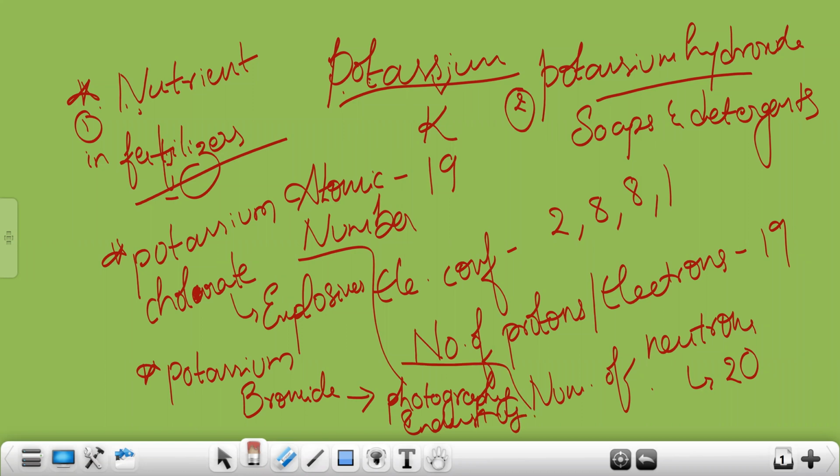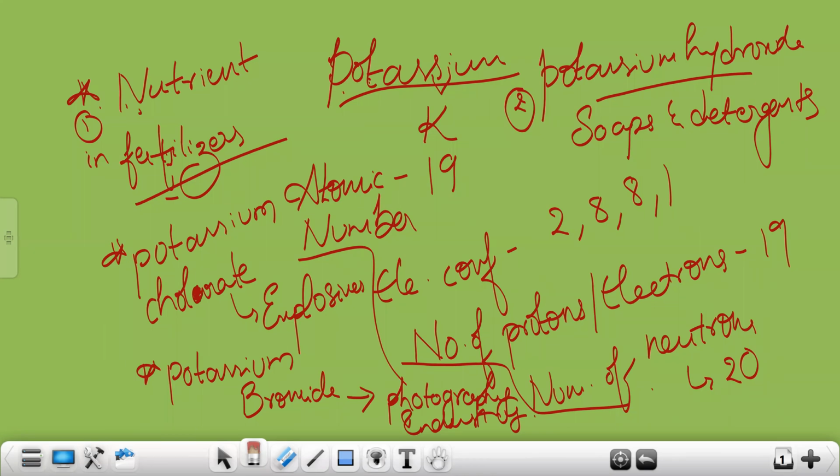So what are the uses of potassium, children? What is the first use of potassium? Nobody is speaking. Akshara, respond. Are you able to listen to my voice, ma'am? Yes, ma'am. Can you explain again? I'm asking you, what is the symbol of potassium? K.